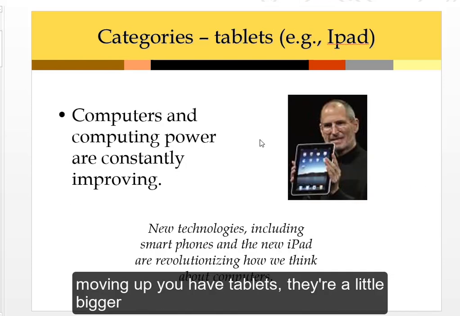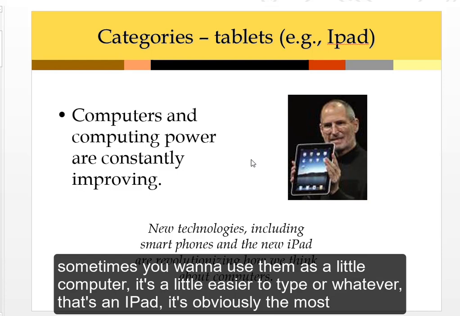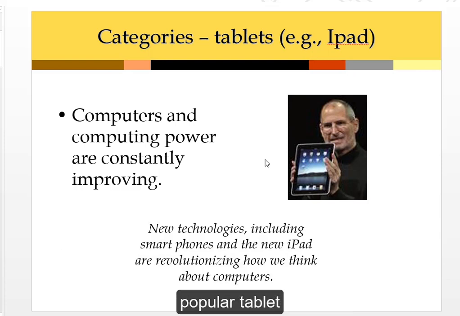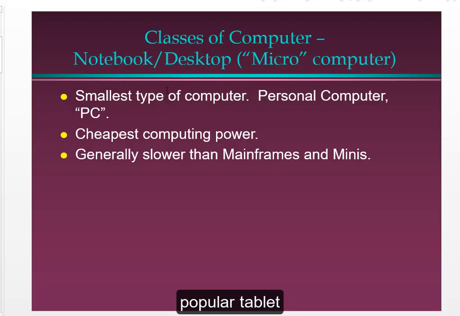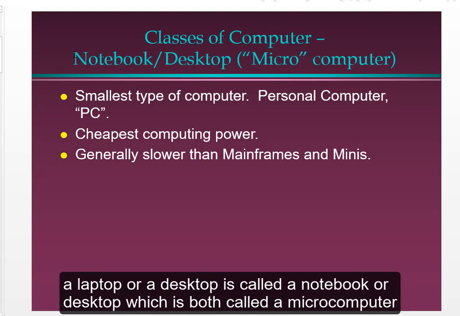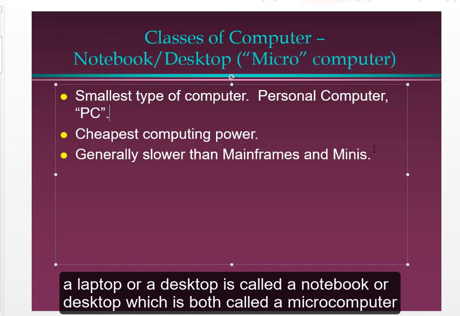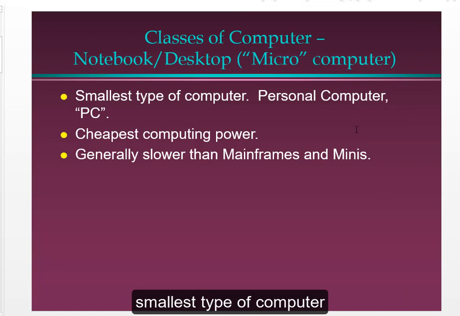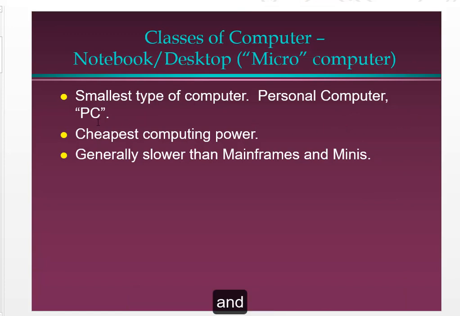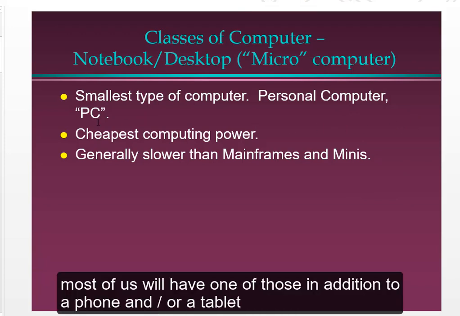Moving up, you have tablets. They're a little bigger. Sometimes we want to use them as a little computer, a little easier to type or whatever. An iPad is obviously the most popular tablet. And then a laptop or a desktop, called a notebook or a desktop, which are both called a microcomputer, the smallest type of computer, and most of us will have one of those in addition to a phone and or a tablet.